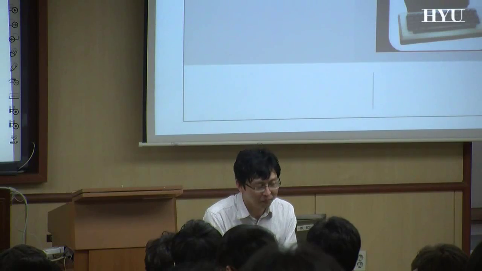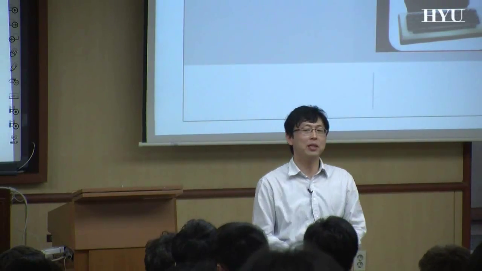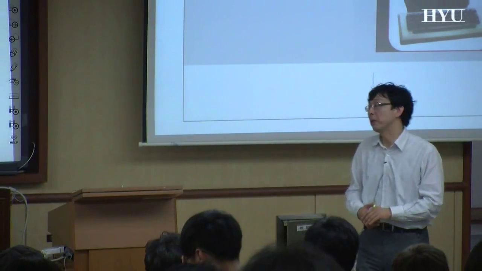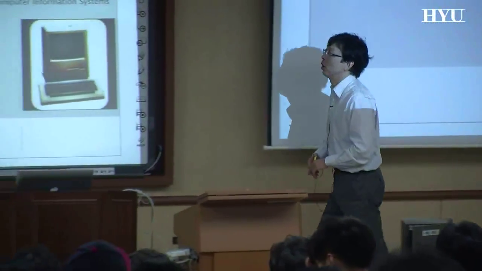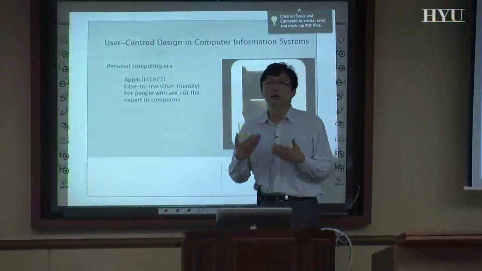So Steve Jobs, in 1977, proposed the Apple II with the cheap mouse and graphical user interface that was sensational, and we entered into the computing era in 1977. That's what he made. Graphical user interface comes with the mouse. So we entered into the computing era.